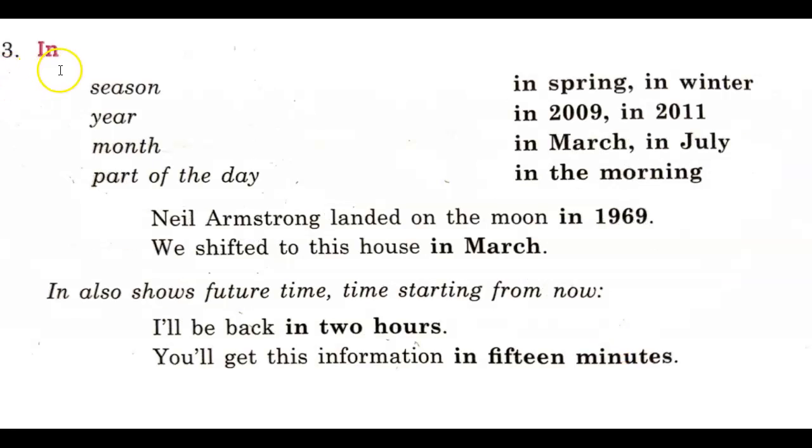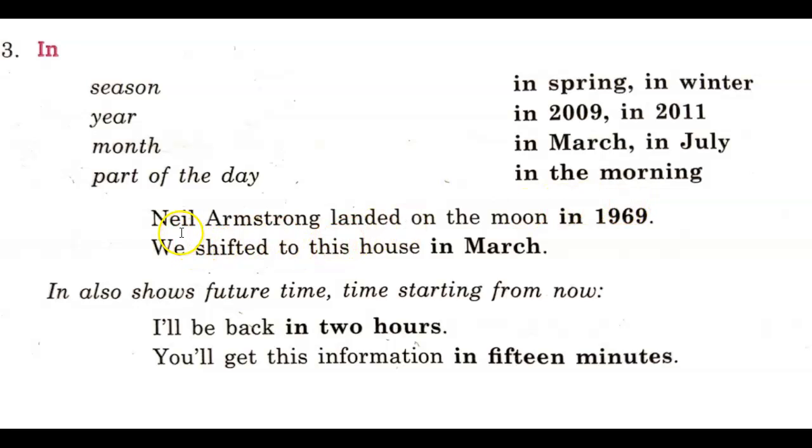So the third preposition is in. In normally is used when we know about the time of the year. Say for example, season. In which season? In spring or in winter. Year. In which year? In 2009 or 2011. Month. In which month are we talking about? In March, in July. Or part of the day, if we talk about in the morning.